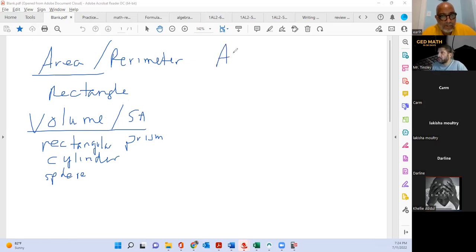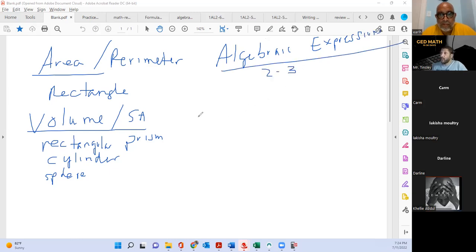Algebraic expressions. Oh my goodness. Let me tell you something. You better know how to go from words to algebraic expressions. That's 2 to 3 problems. You're going to have to evaluate algebraic expressions or functions. So I'm going to say functions, evaluate. That's going to be 2 to 4 questions.